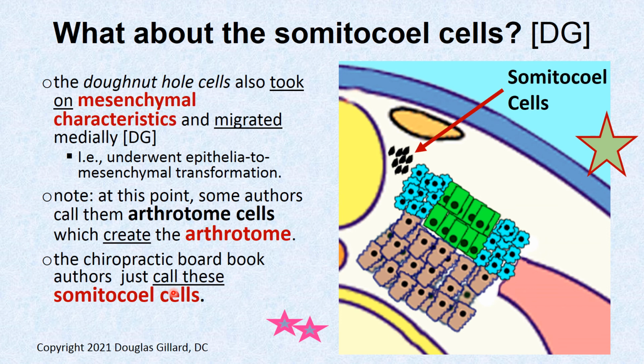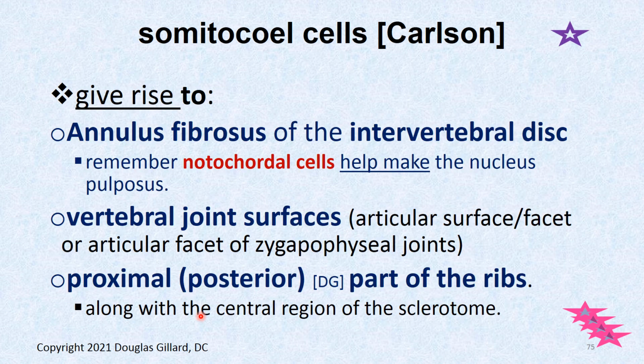What about the somitocoel cells? I told you they got out of Dodge. They became fully mesenchymal and crawled out of this evolving story here, and they're hanging out over here. Some authors don't call them somitocoel cells anymore. Some authors call them arthrotome cells at this point. Chiropractic board books, though, they just continue to call them somitocoel cells. Right? What do they become again?